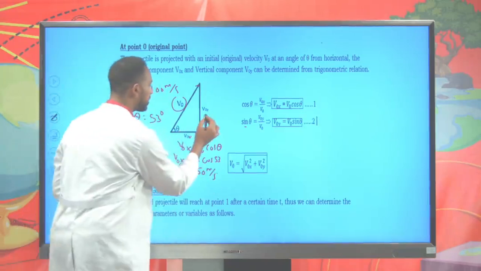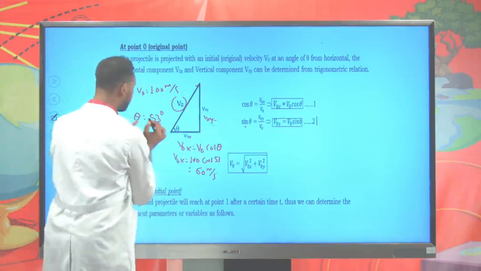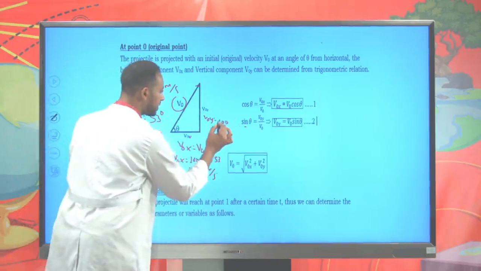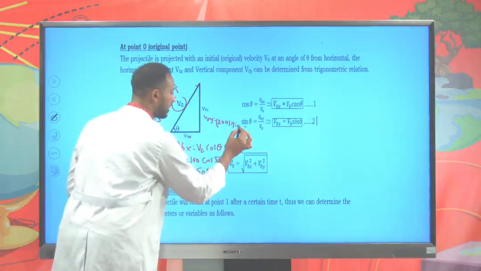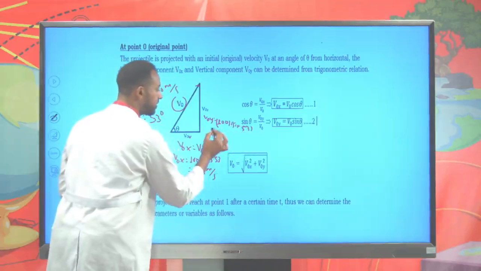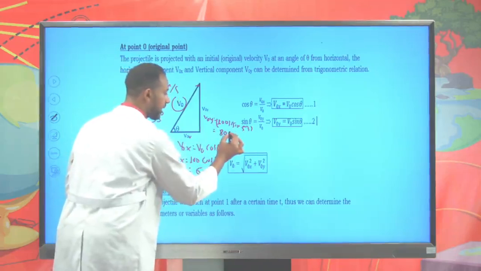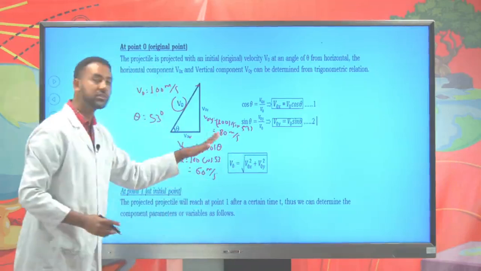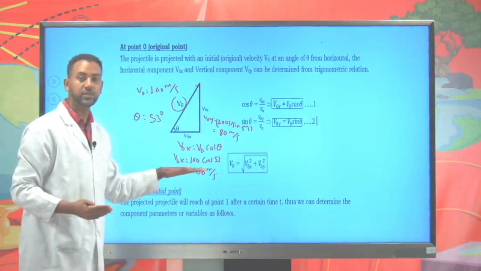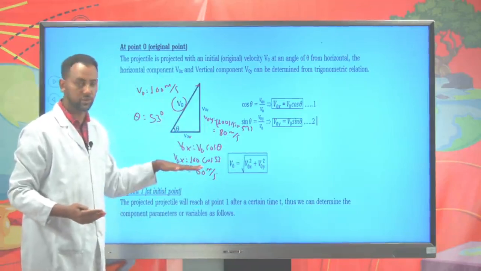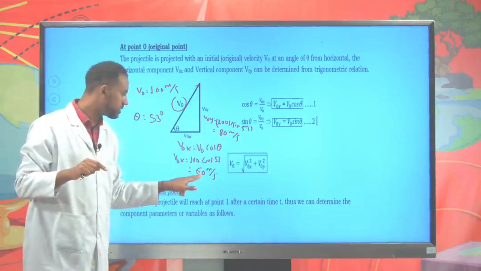Whereas the vertical component can be determined as v0y equals v0 sine theta. V0 is 100, the initial velocity, and sine 53 gives us 0.8. 0.8 times 100 gives us 80 meters per second. Look here: 80 meters per second is the initial vertical component, and 60 meters per second is the initial horizontal component. When you add these two, you are not going to add them linearly, like 80 plus 60 is 140.